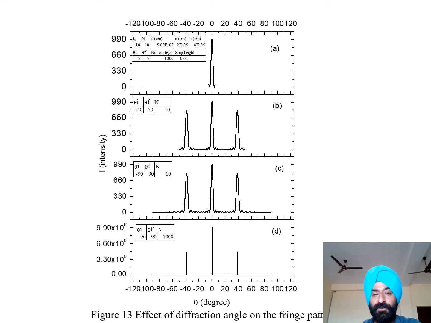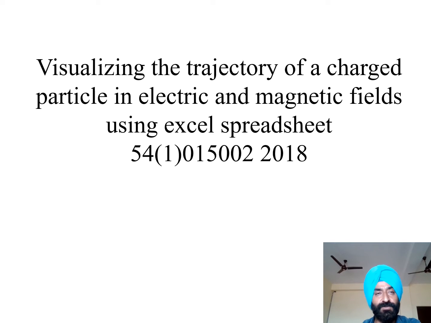Similarly, you can check the effect of your theta values. If you vary theta from -5 to 5, -50 to 50, then more and more fringes come into the picture. So this is how we can vary and analyze the diffraction pattern.